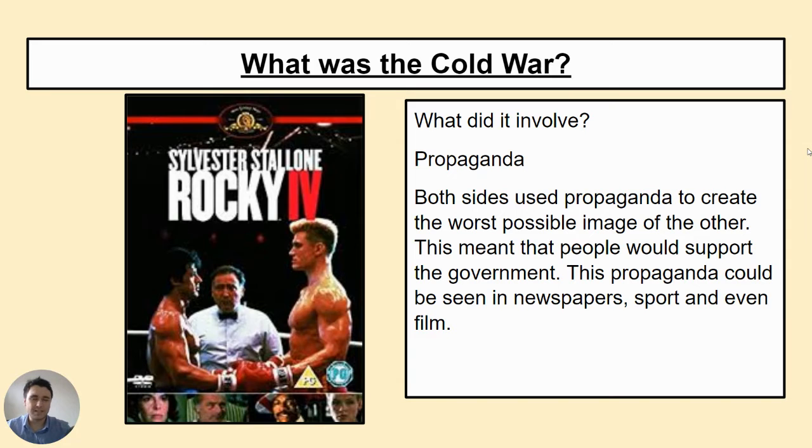Rocky IV, fantastic film, was made in the 80s when the Cold War was really at its height. It's worth a watch just to show how the Americans tried to portray themselves much better than the Russians, both sporting-wise and morally as well. Excellent film. Go and watch it.